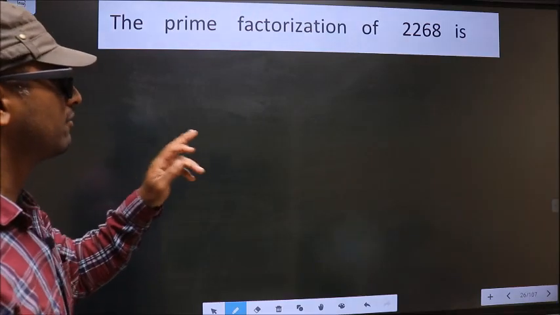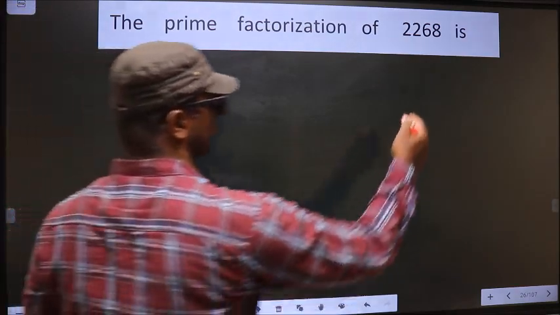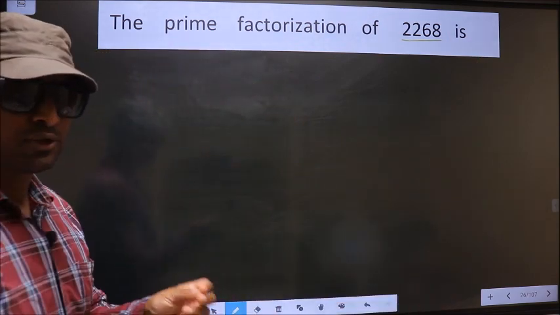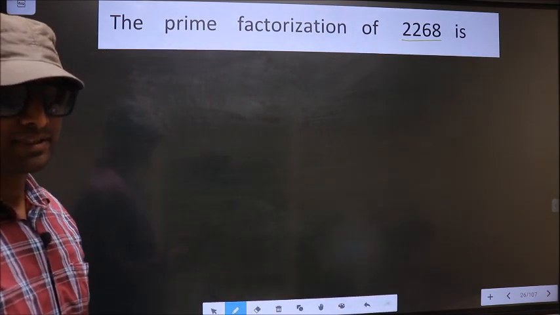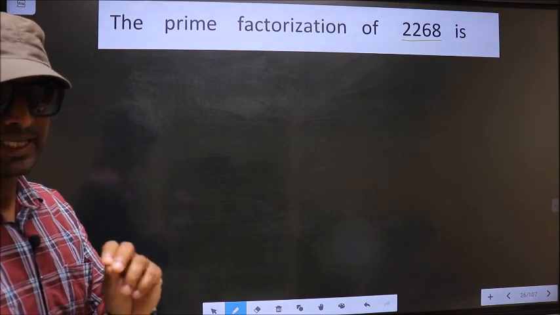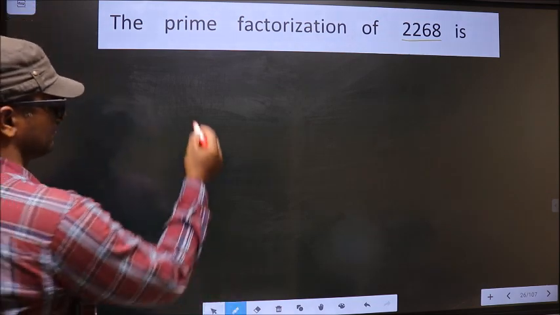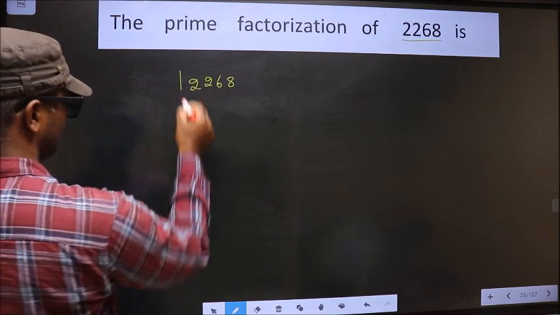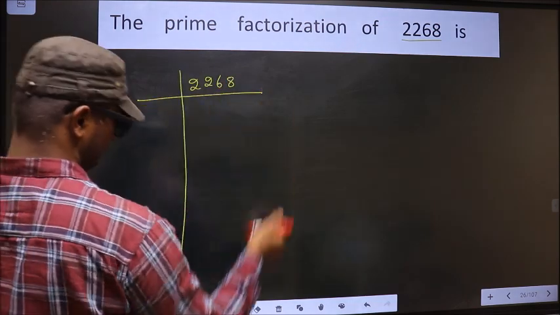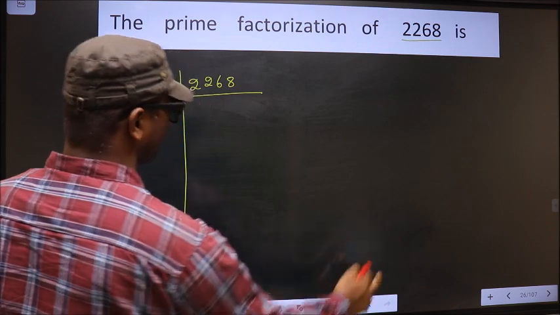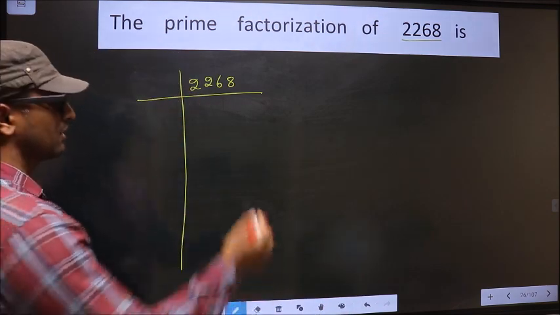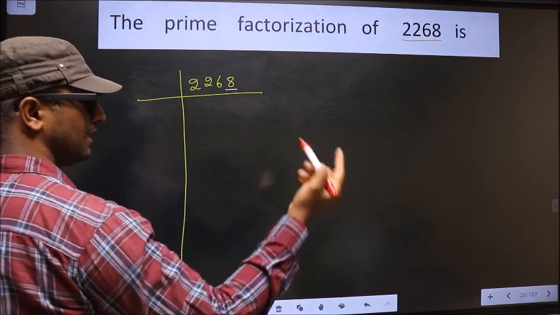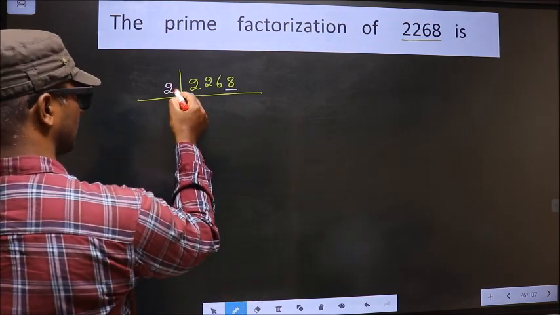The prime factorization of 2268 is... to do the prime factorization, first we should frame it in this way. 2268. Okay. Next, for this number, the last digit is 8, which is even, so we take 2 here.